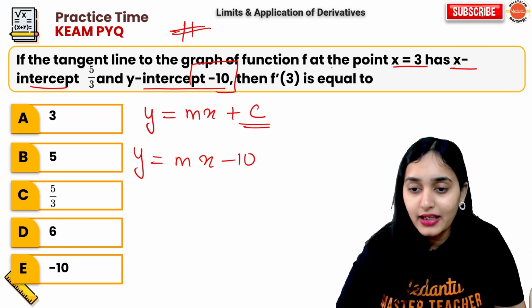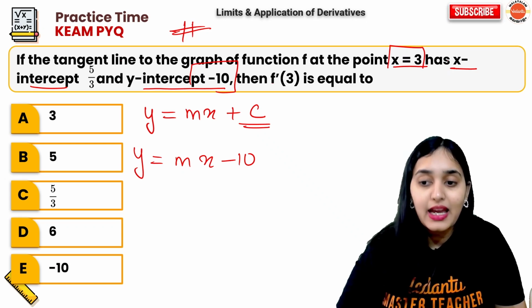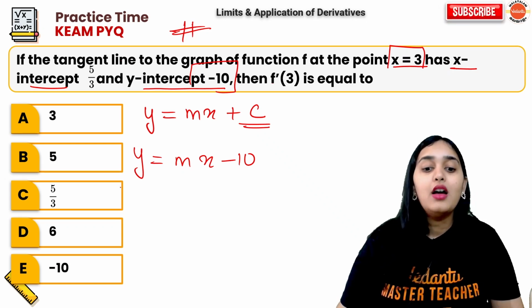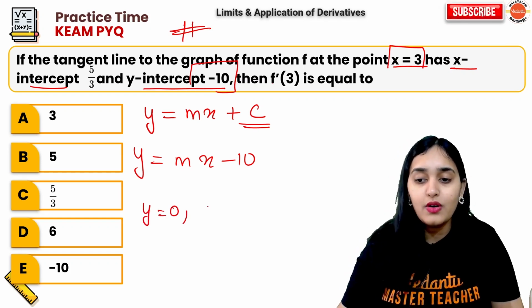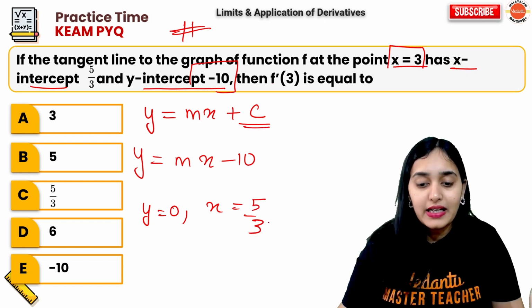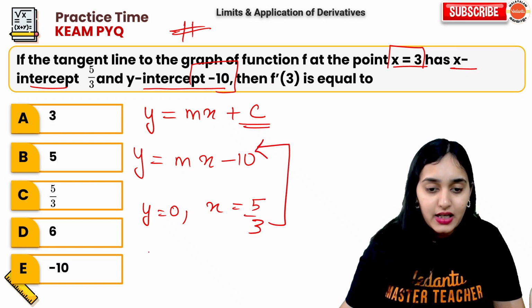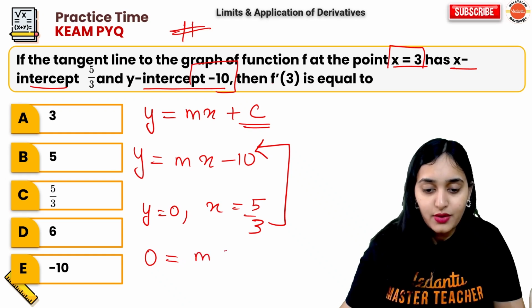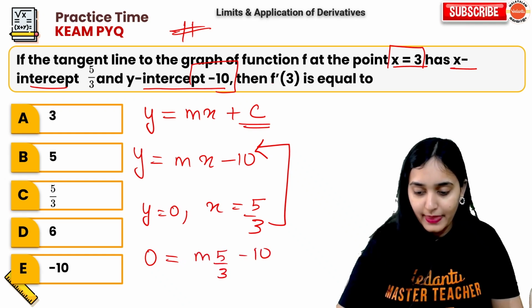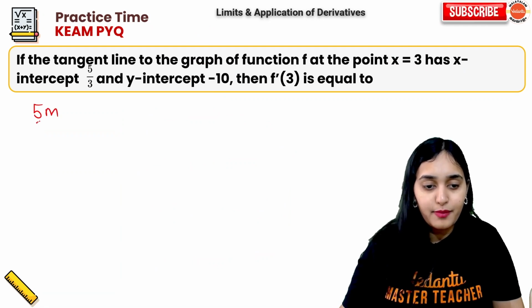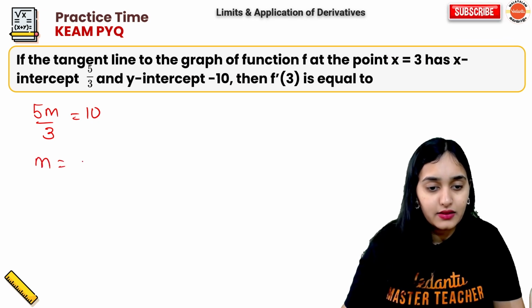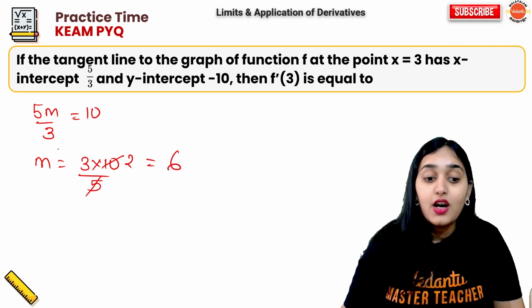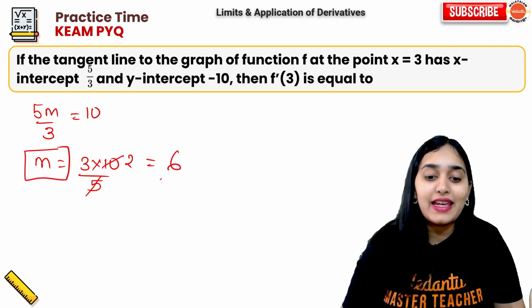Now, this tangent line at x is equal to 3 has x-intercept 5 by 3. What is the x-intercept? The x-intercept is basically when y is 0, x is 5 by 3. Let's put it over here. What do we get? 0 is m into 5 by 3 minus 10. So, we get 5m by 3 is 10. M is 3 into 10 upon 5. 5 2s are 10. So, 6. So, the slope of the tangent is 6.